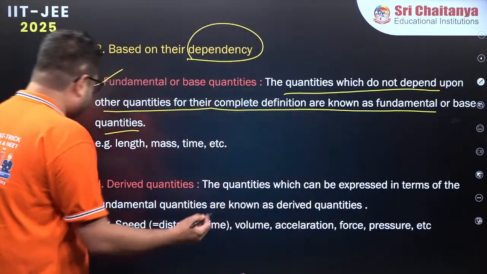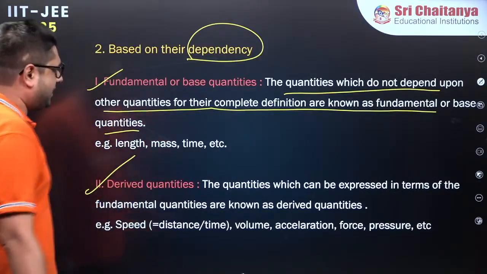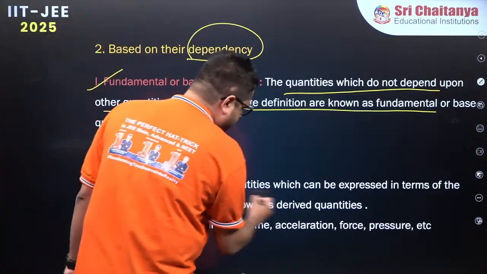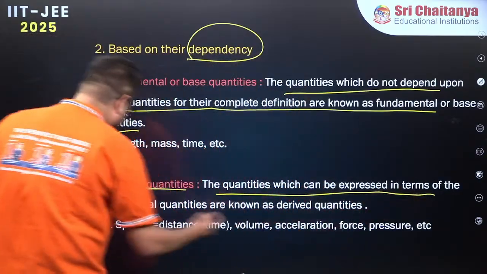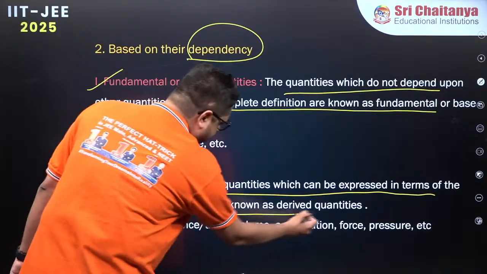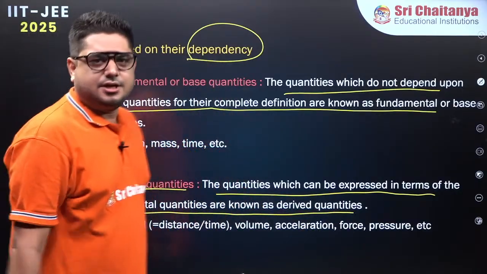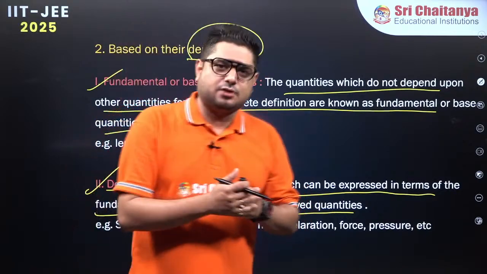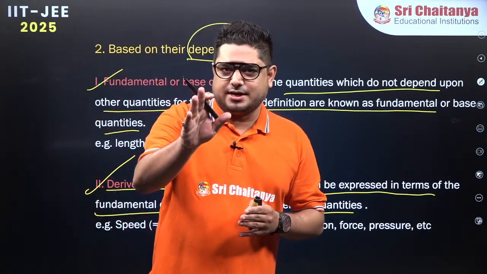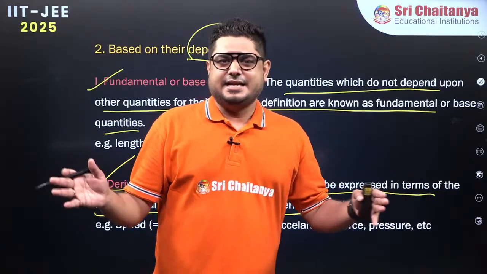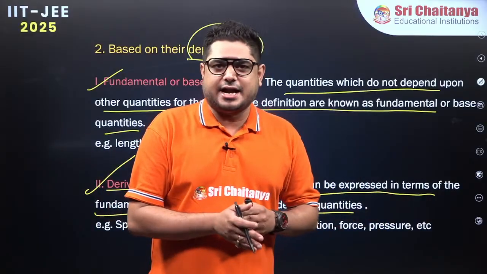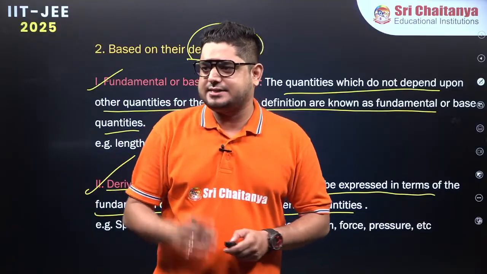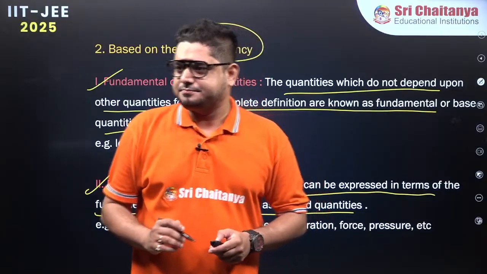Okay. Similarly, the next classification is known as derived quantities. So what are these, everyone? These quantities which can be expressed in terms of the fundamental quantities are known as derived quantities. These quantities can be derived from the fundamental quantities. There are 7 fundamental quantities and several existing derived quantities. You can derive all such quantities from those fundamental quantities. That is what they are trying to say.